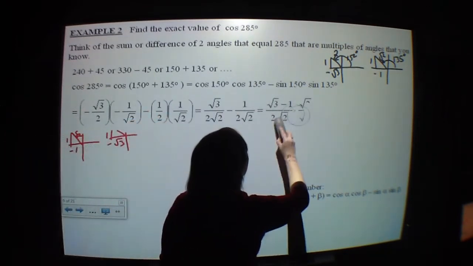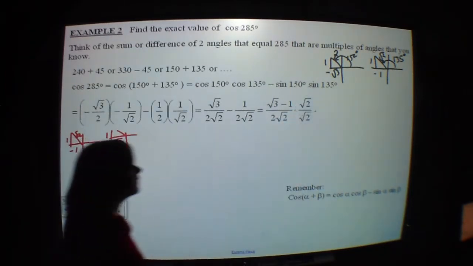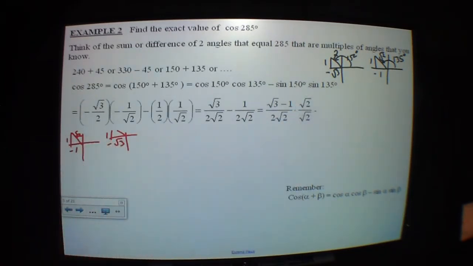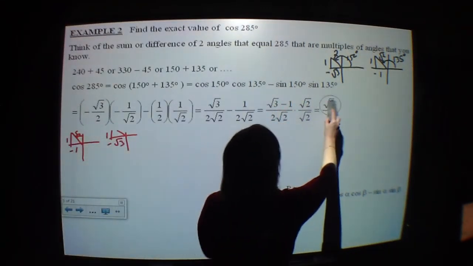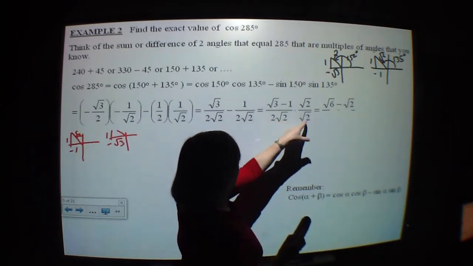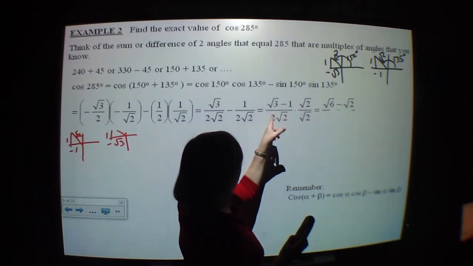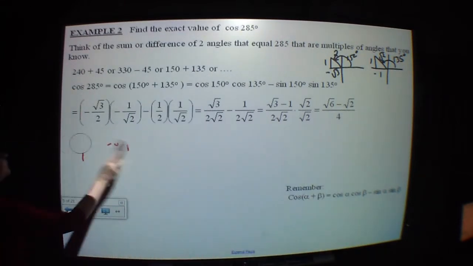If you want, you can write it as one fraction. Get the radical out of the bottom by multiplying top and bottom by radical 2 over radical 2. Radical 2 times radical 3 is radical 6. 1 times radical 2 is radical 2. Radical 2 times radical 2 is 2 times 2 is 4. So there's my equation. And I'm done.